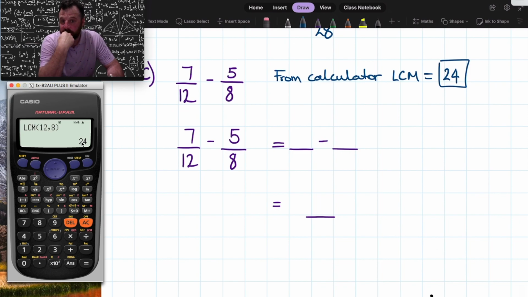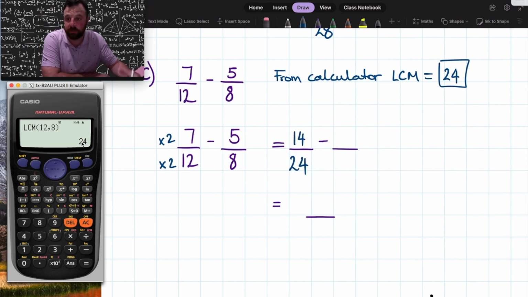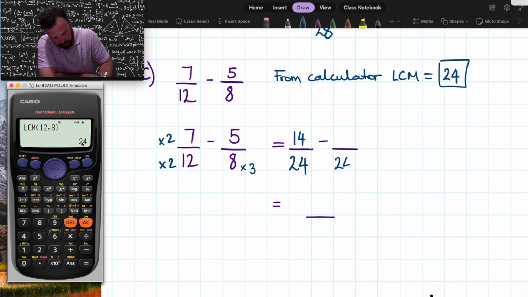So I need to make everything 24. Going to the first fraction, 12 times what is 24? 12 times 2. So I'm going to do 7 times 2. So that's 14 over 24. Of course, 7 2s were 14, 12 2s were 24. Now I need to do 8. Well, 8 times 3 is 24. So I multiply the top by 15. 14, take away 15, is negative 1 on 24.